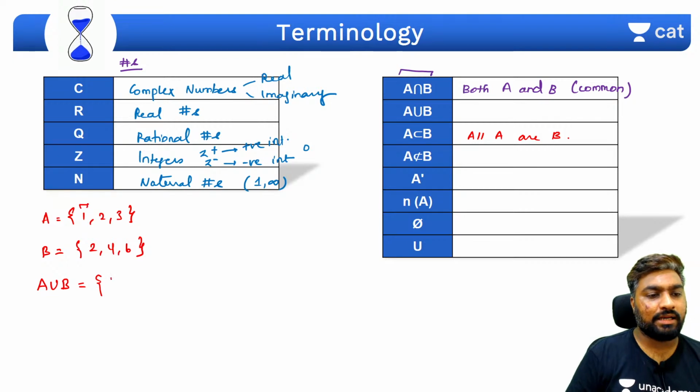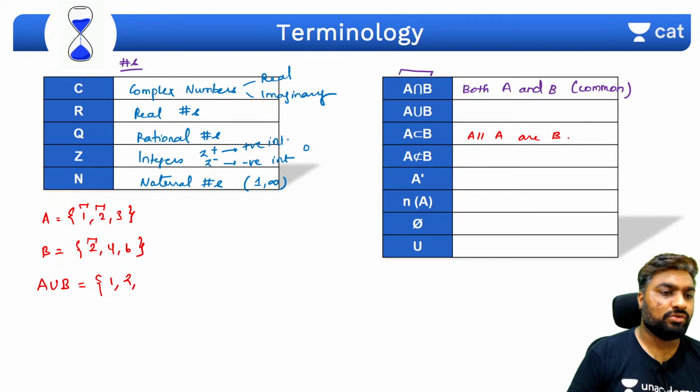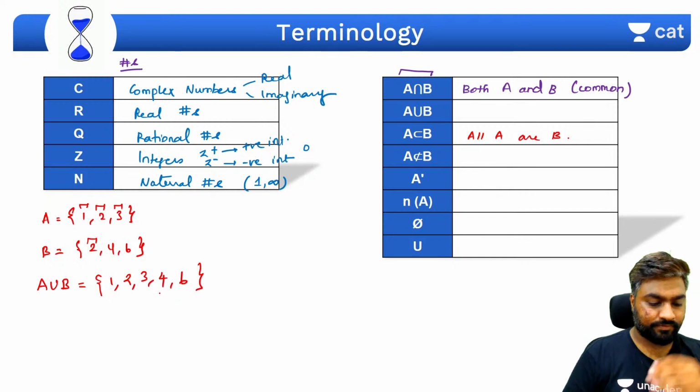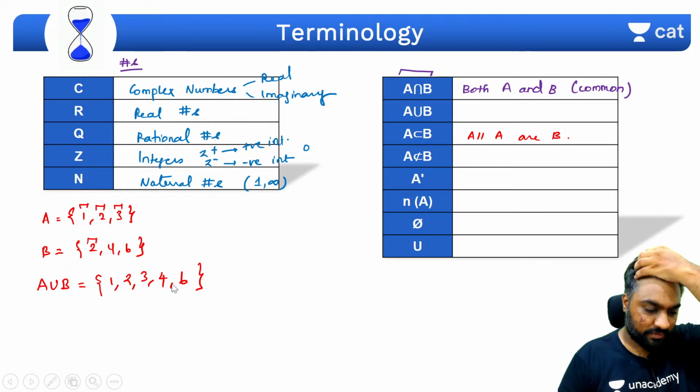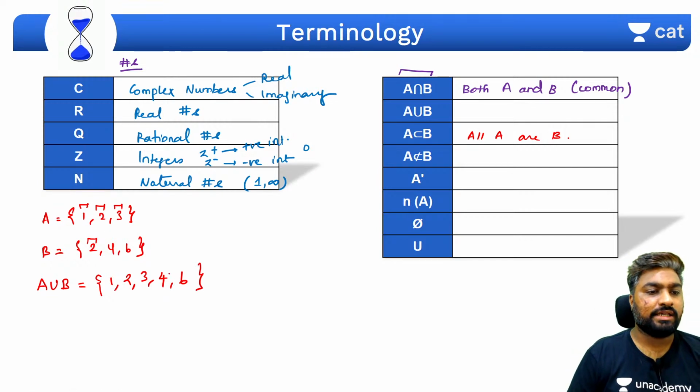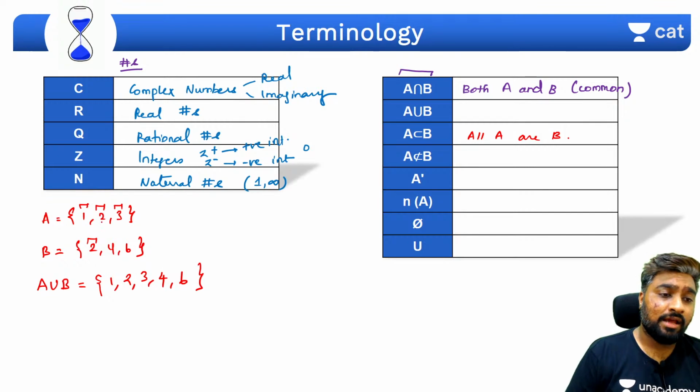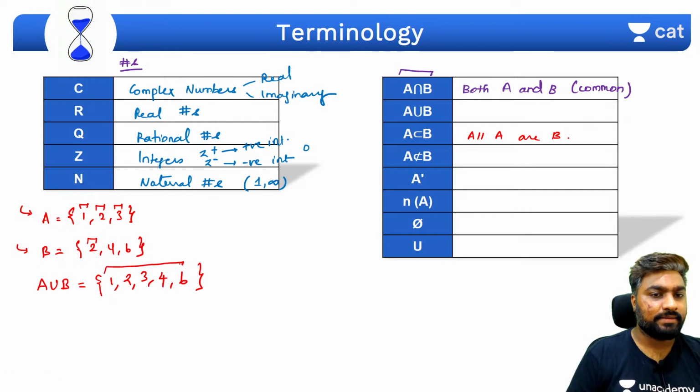There is a 1 here, so it will contain 1. There are two 2's here, still it will contain a single 2. Then 3, 4 and 6. Very good Janvi, very good Lekhna. So 1, 2, 3, 4 and 6. So terms that are common or not common, if it appears even once in any one of these sets, it will be a part of the union set. Got it?